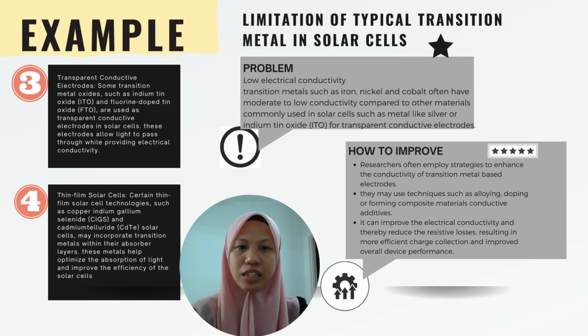And the last one, thin film solar cells. Certain thin film solar cell technologies, such as copper indium gallium selenide (CIGS) and cadmium telluride (CdTe) solar cells, may incorporate transition metals within their absorber layers. These metals help optimize the absorption of light and improve the efficiency of the solar cell.